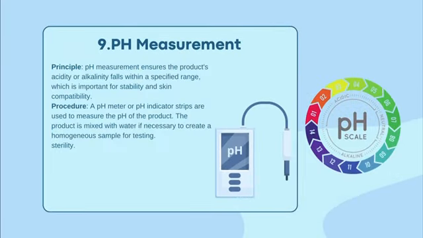9. pH measurement. Principle: pH measurement ensures the product's acidity or alkalinity falls within a specified range, which is important for stability and skin compatibility.